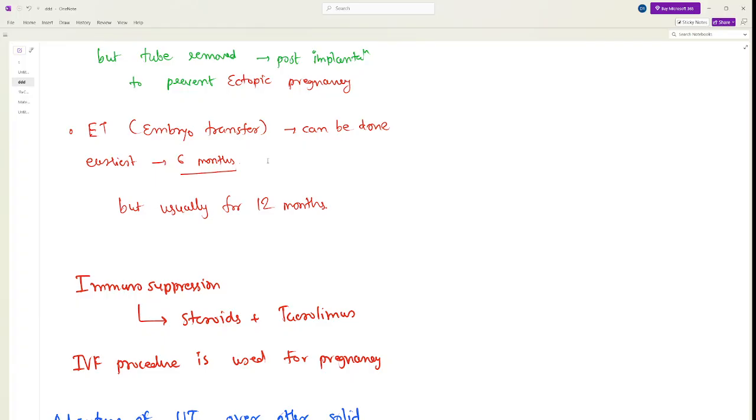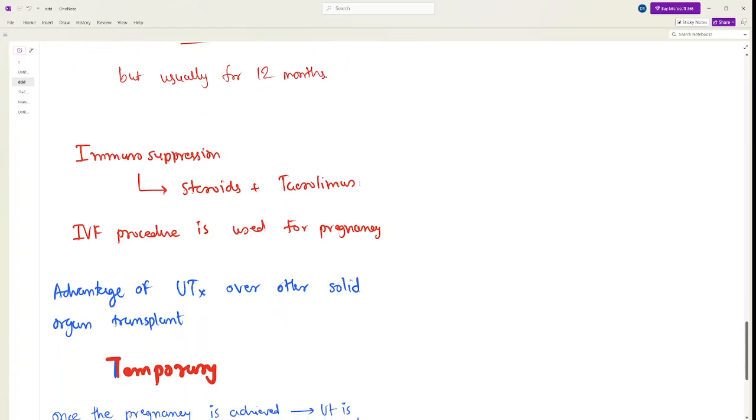The immunosuppressant is very, very important here because now we are dealing with pregnancy. We cannot use many of those immunosuppressant drugs while the patient is pregnant, and immunosuppression always continues in pregnancy as well. So we have limited options. Those options are steroid and tacrolimus. These are considered safe in pregnancy, and that's why they are used.